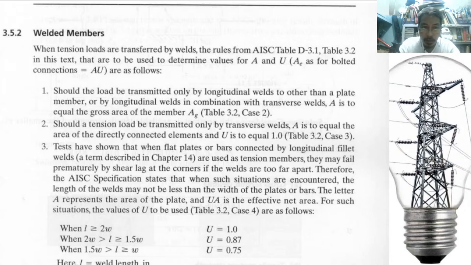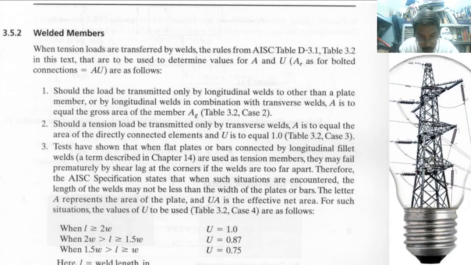So, there are the following. Case number two, case number three, and case number four. So, case two, three, and four. Case number two is about longitudinal welds that have to be transmitted to other than a plate member, or longitudinal welds in combination with transverse welds. Okay, so I would like to show you that part.